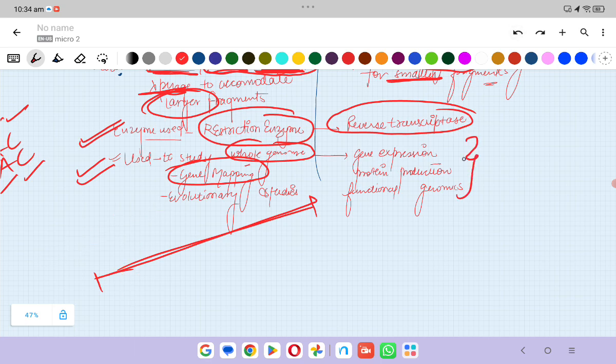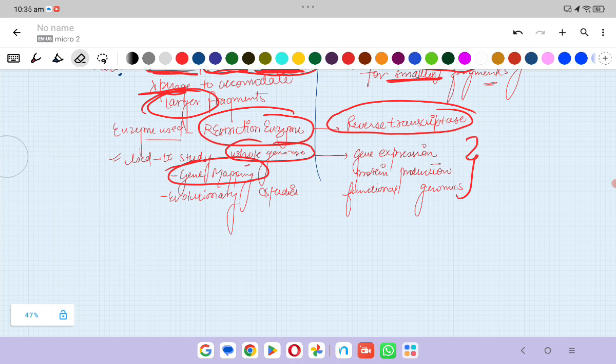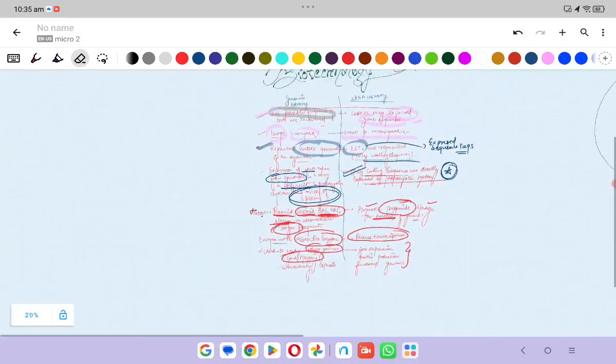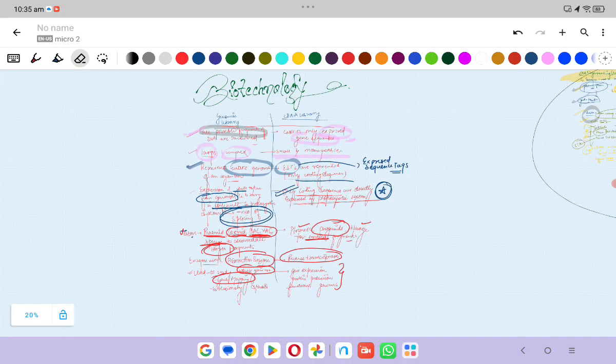And here it is used for gene expression and protein production because only expressed sequences are there and they will code for the protein and the functional genome we studied in this. So this was the whole topic, genomic library and cDNA library.